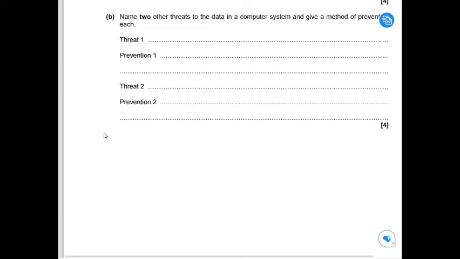Threat 2, that you can have social engineering. That's a threat, and the way we can prevent that is training. So to prevent social engineering, social engineering is where people are basically manipulated into giving away sensitive information. The way we can prevent that would be training people so that they're aware of what social engineering is and the ways in which people will actually try and do it. Okay? So that would be 4 marks in a bag.